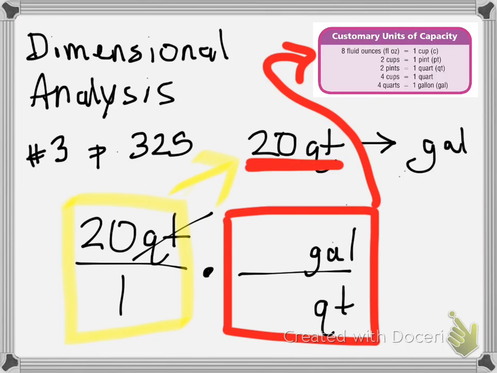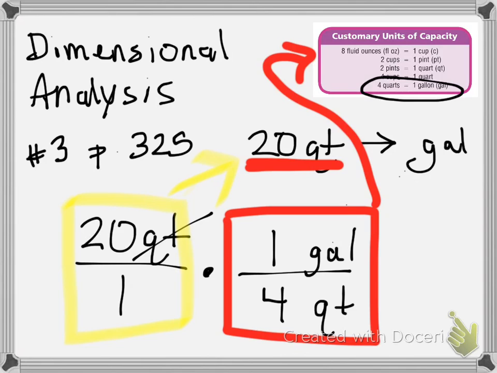Alright, so let's look. I want to go from quarts to gallons. It's right here. It says there's 4 quarts in 1 gallon, so I'm going to write 1 gallon is 4 quarts. Notice the box in red is completely separate from the box in yellow. In other words, all I did was look up at that chart to see how many gallons were in a quart, or vice versa, how many quarts were in a gallon.